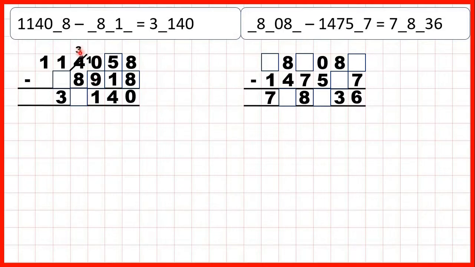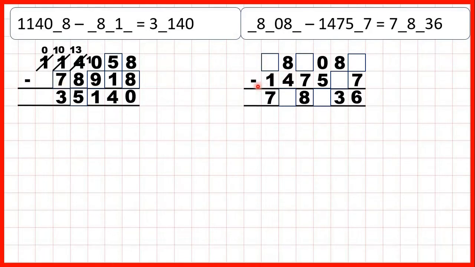Now onto our thousands, we have 3 minus 8. So we need to go to the left, 1 less, 1 in front, and then 13 minus 8 is 5. Now we have 0 minus something, and we have a 3 in our answer. So we haven't subtracted from 0. They must have exchanged and then subtracted from 10 to get 3. 10 minus 7 is 3, so that's our last missing digit.